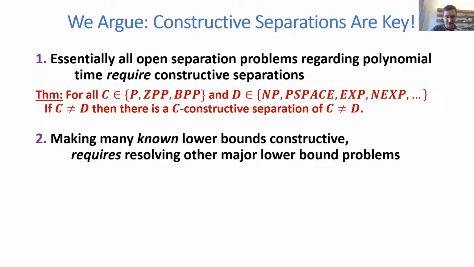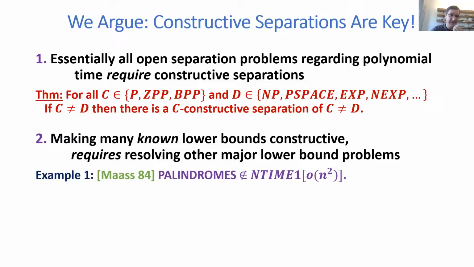If we could make known lower bounds constructive, then we'd already be resolving major open problems in circuit complexity. To give one example of this, there's an old result of MOS from the 80s that says that recognizing palindromes cannot be done by one-tape non-deterministic Turing machines running in little o of n squared time. It's a classic argument. It can be recast in terms of non-deterministic communication complexity, counting arguments, what have you.